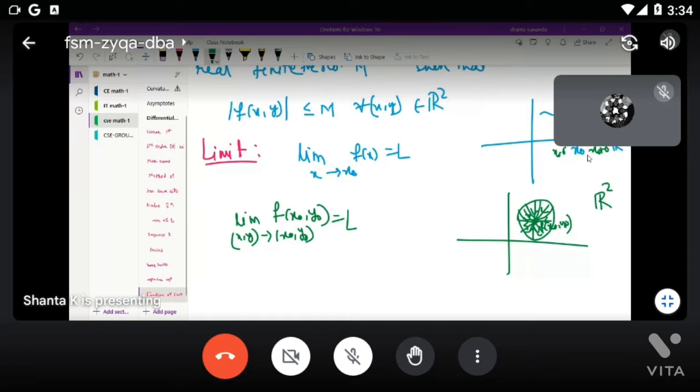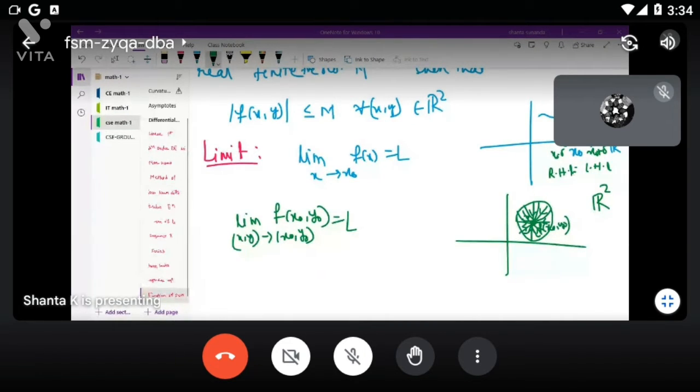In the real line, there are only the left hand limit and right hand limit, and they are equal. But here you have infinite paths. And in each path, limit exists means the value is unique, and the limiting value must be the same in all paths.